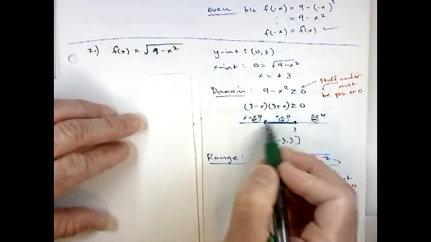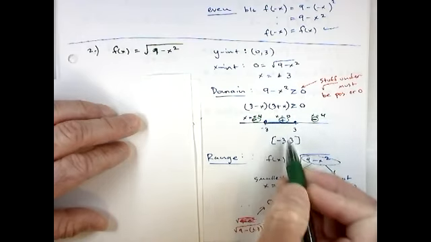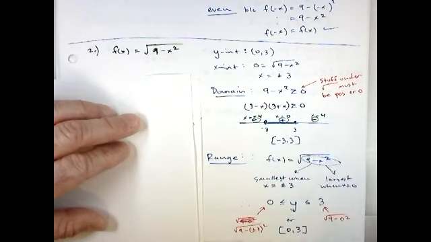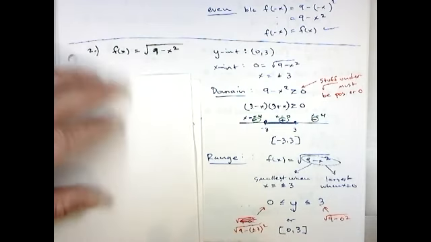Greater than or equal to 0 means the positive values. So my domain for this one would be between -3 and 3.